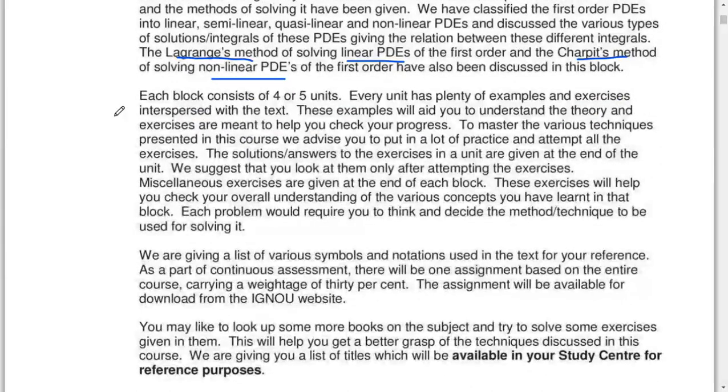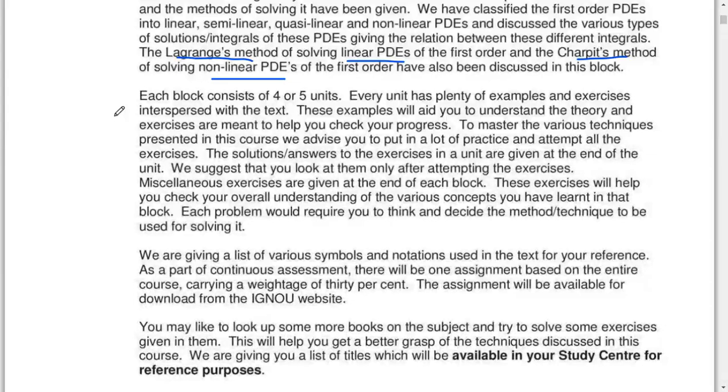Each block consists of 4 or 5 units. Every unit has plenty of examples and exercises interspersed with the text. These examples will aid you to understand the theory, and exercises are meant to help you check your progress. To master the various techniques presented in this course, we advise you to put in a lot of practice and attempt all the exercises. The solutions or answers to the exercises in a unit are given at the end of the unit. We suggest that you look at them only after attempting the exercises.